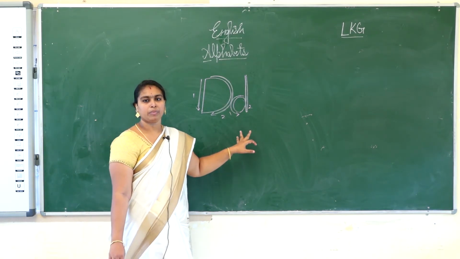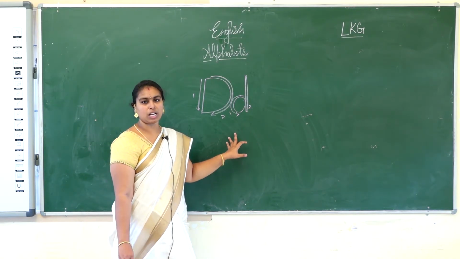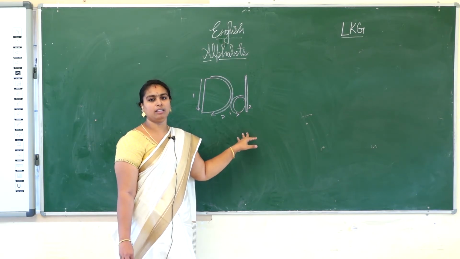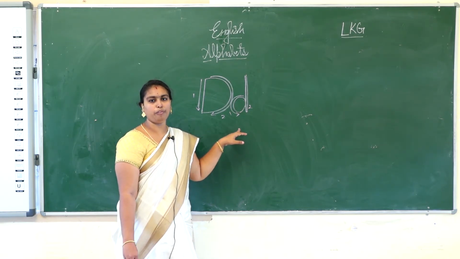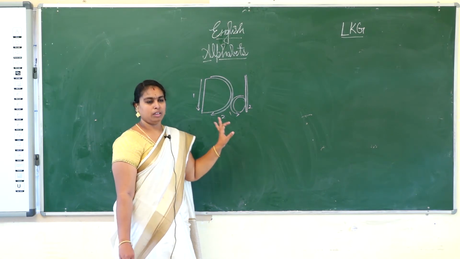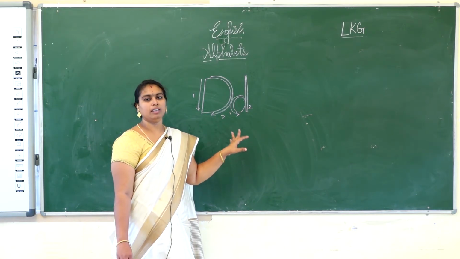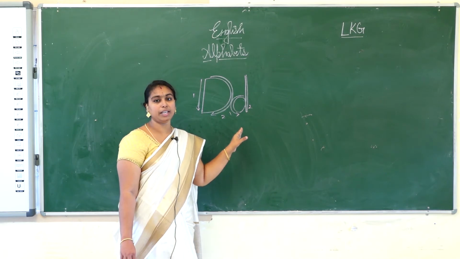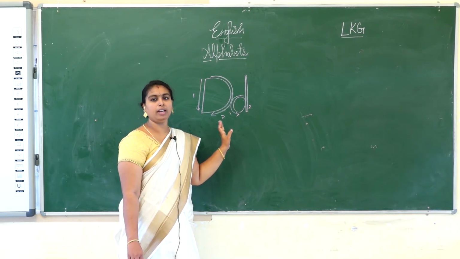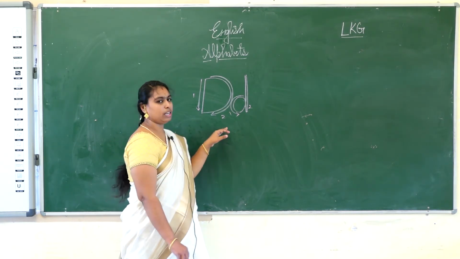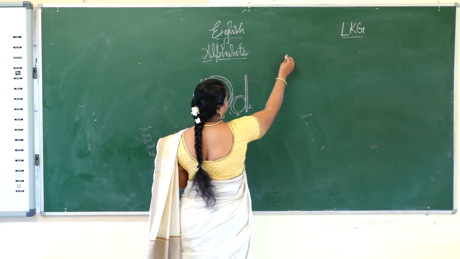Now let's see the sound of D. D. Say D. What is the sound of D? D. Say again, what is the sound of D? D. D. D. What is the sound of D? D. What is the sound of D? D.